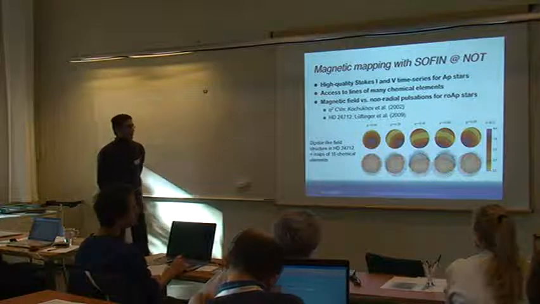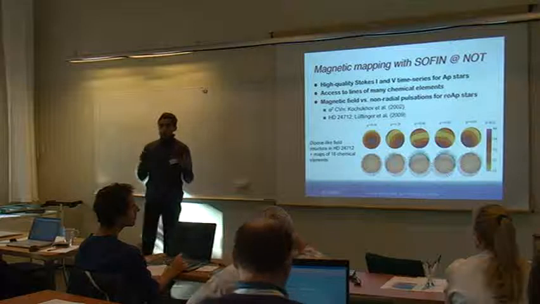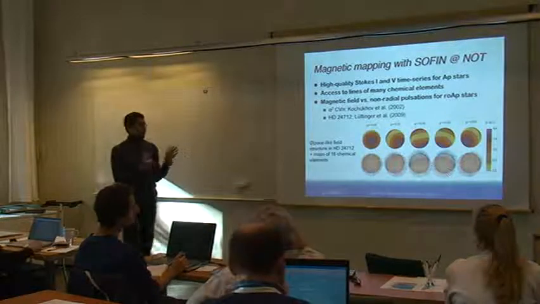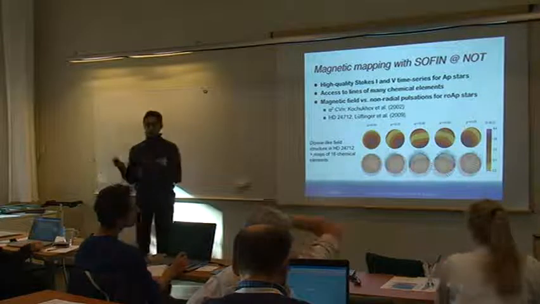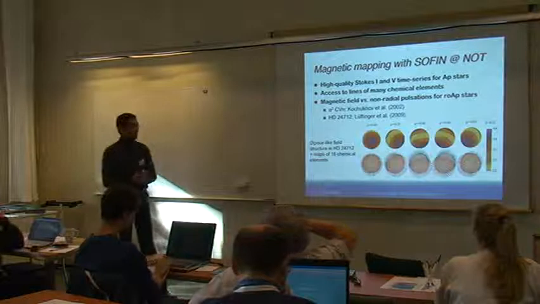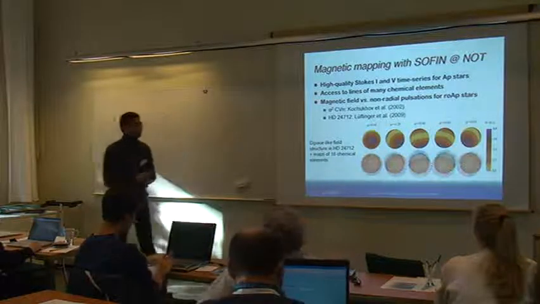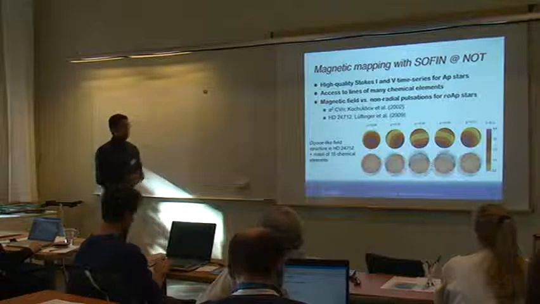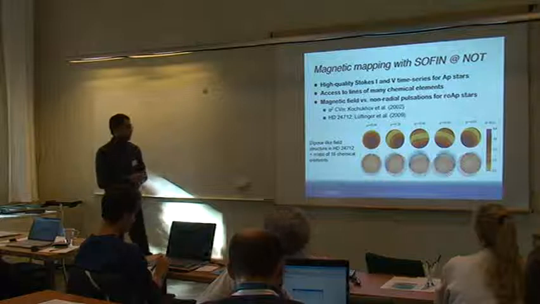And really the advantage of the SOFIN spectrograph is that we can have access to different lines of different chemical elements and reconstruct simultaneously the magnetic field and many, sometimes 15 or 20, different chemical maps. This is very useful for comparison with theoretical models that try to model how spots form in the presence of magnetic field.